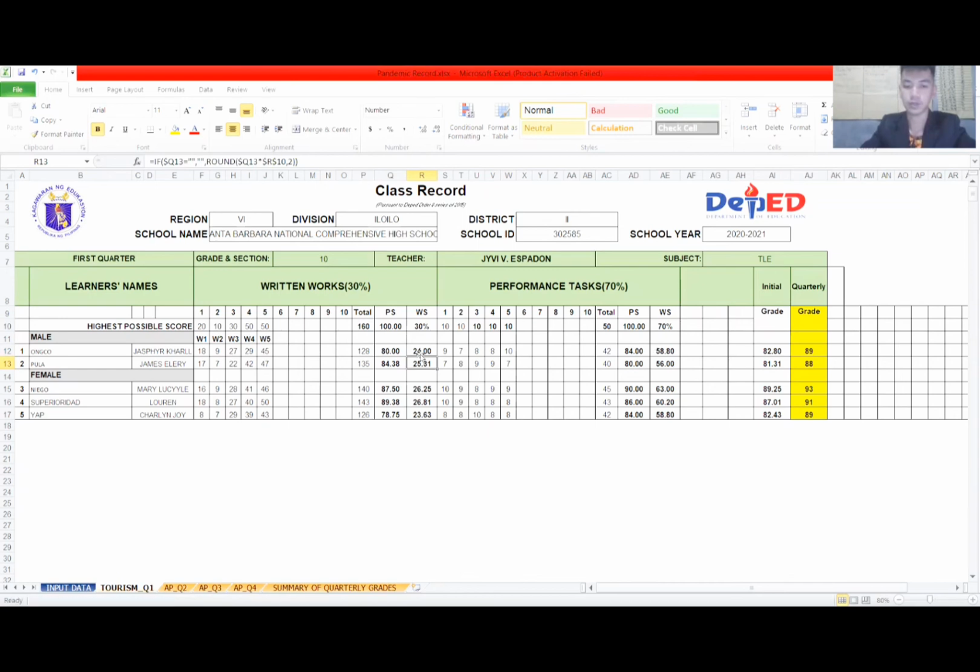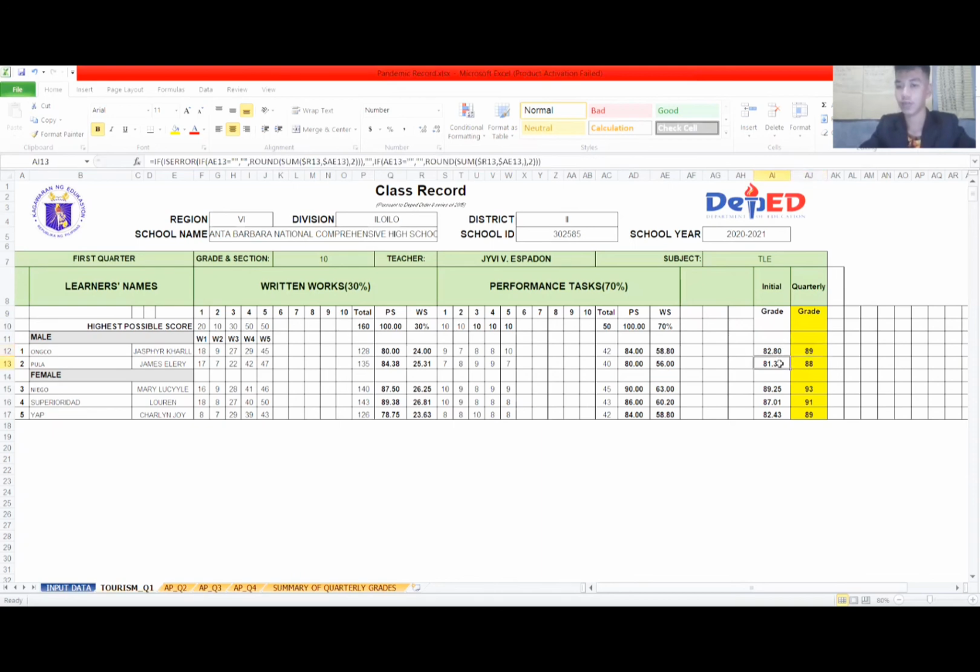Let's take an example. Mr. Ungko got a 24 weighted score here, and here is 58.80. The weighted scores will be added, and the result is 82.80. But class, again, this is not your final grade because this is only an initial grade. Here is your final grade, or the quarterly grade, with the use of the transmutation table. So as you can see, if you have an initial grade of 82.80, now you have an 89.